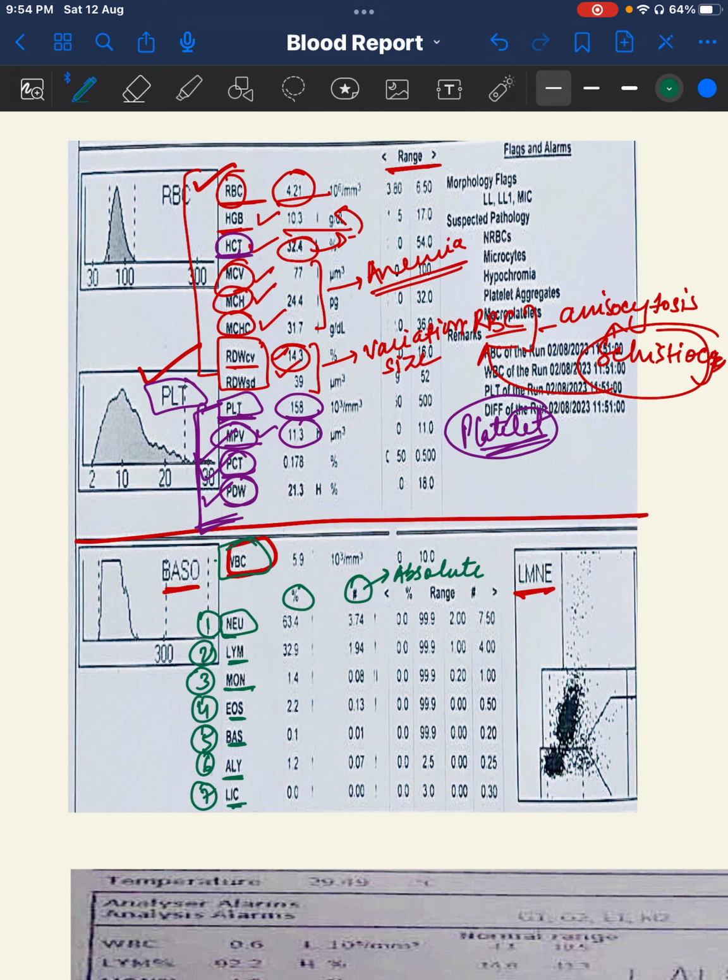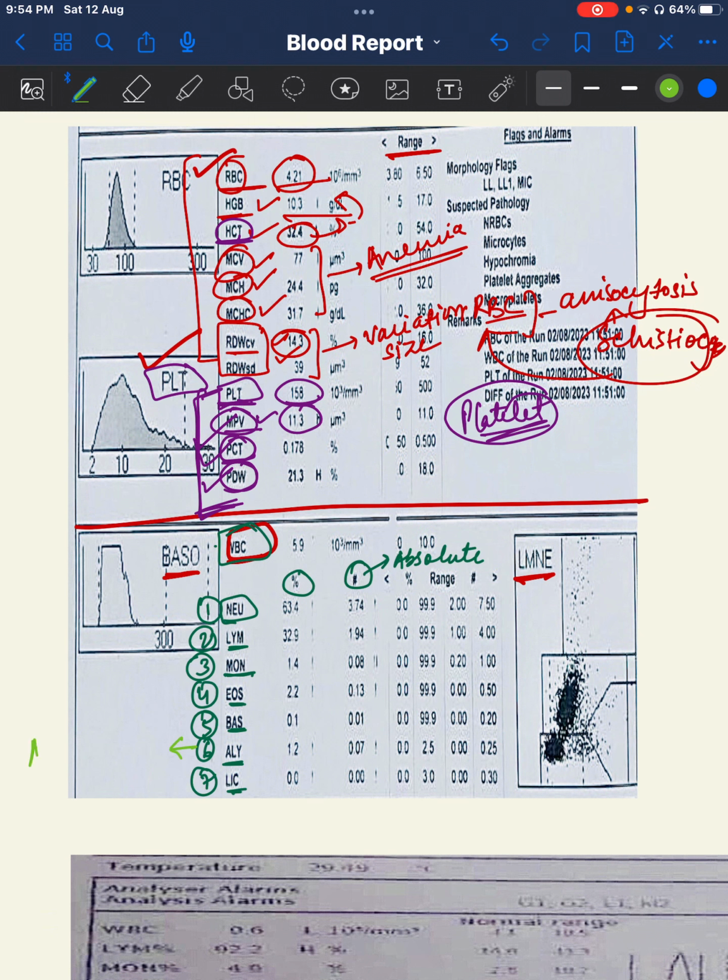What is ALY and LIC? So ALY is the atypical lymphocyte. Okay. So if I am having some reactive lymphocyte or atypical looking lymphocyte, which is something not normal, it will detect that. And LIC is leukocyte immature cell. So immature, in normal terms, I should call it a blast.